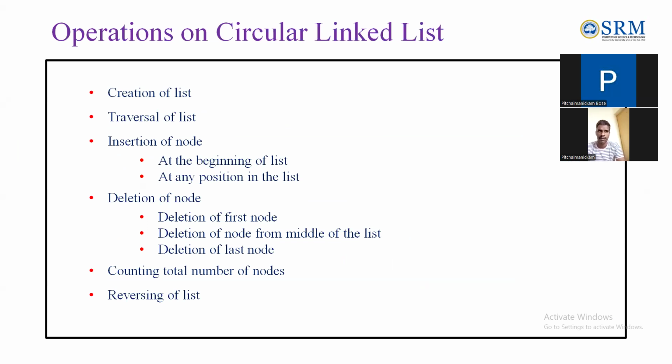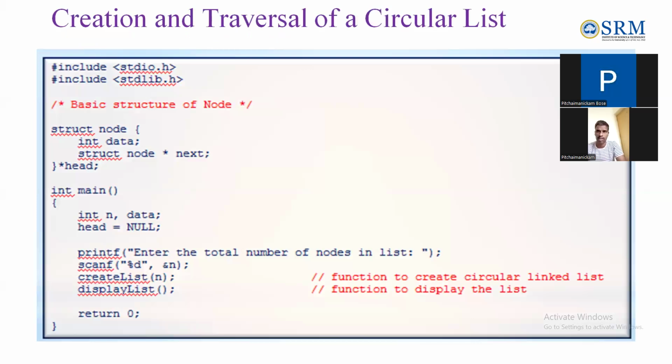Deletion means it may be any possible node in the middle, and deletion of the last node. Then counting the total number of nodes and reversing the list also. These are all the operations that should be performed for the circular linked list. First, how are we going to represent the information, the coding representation?